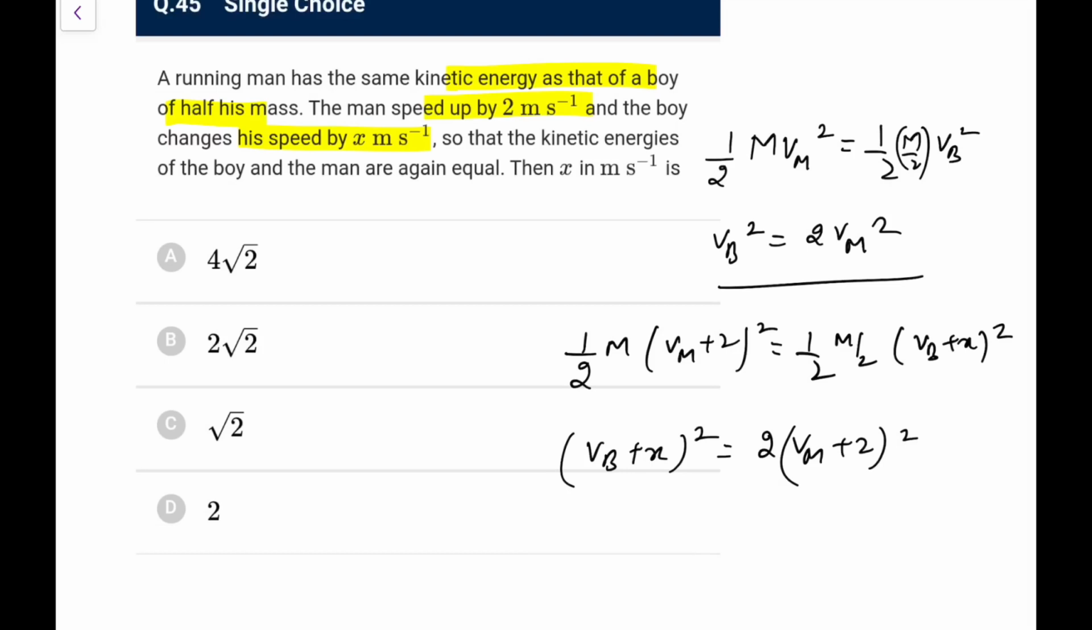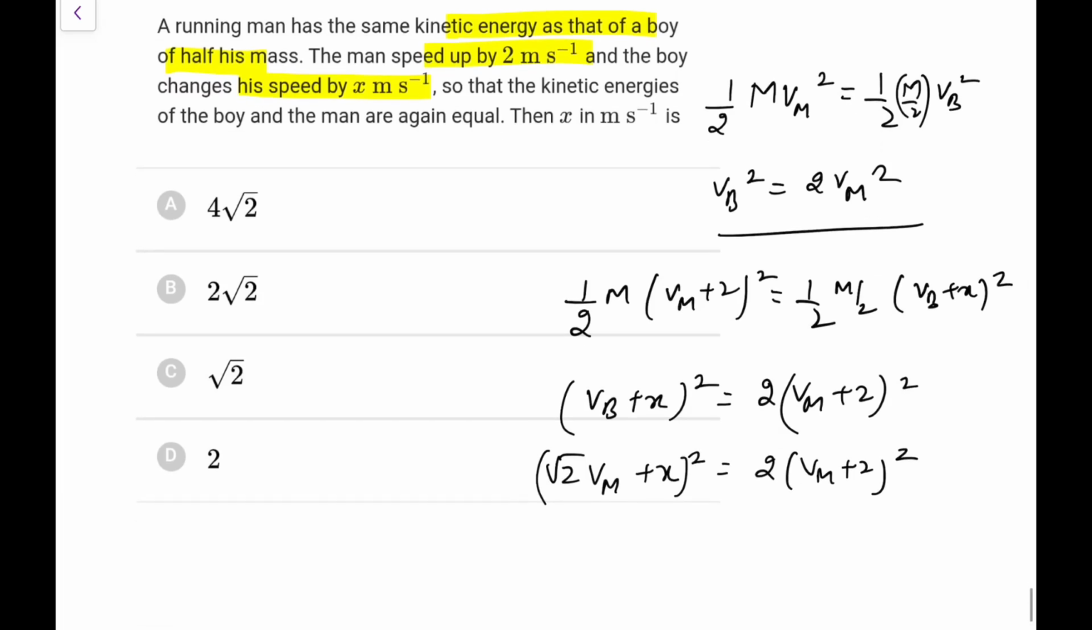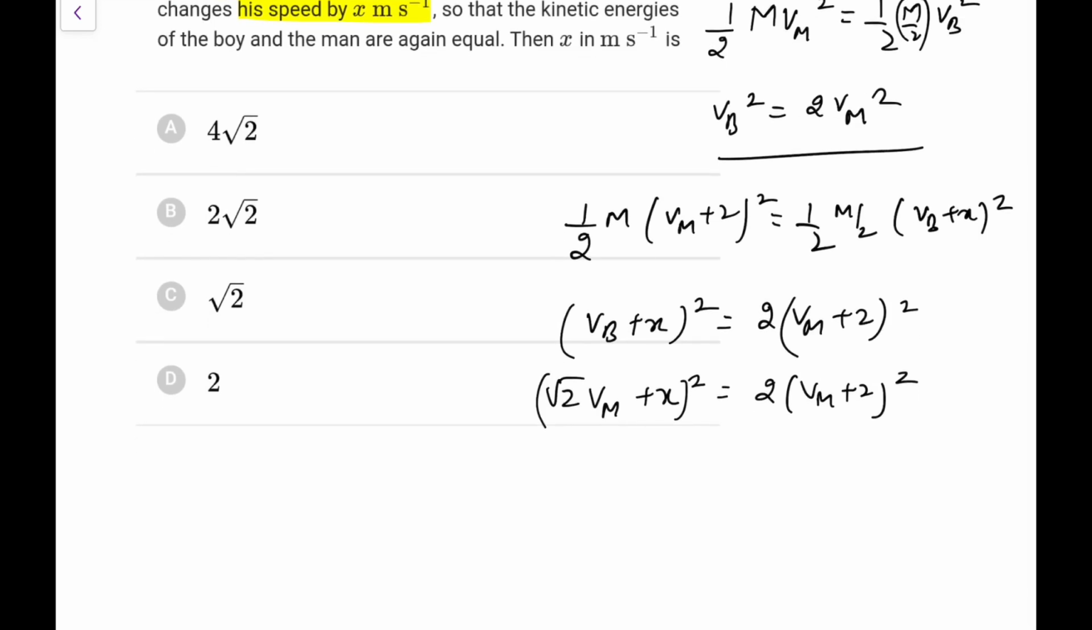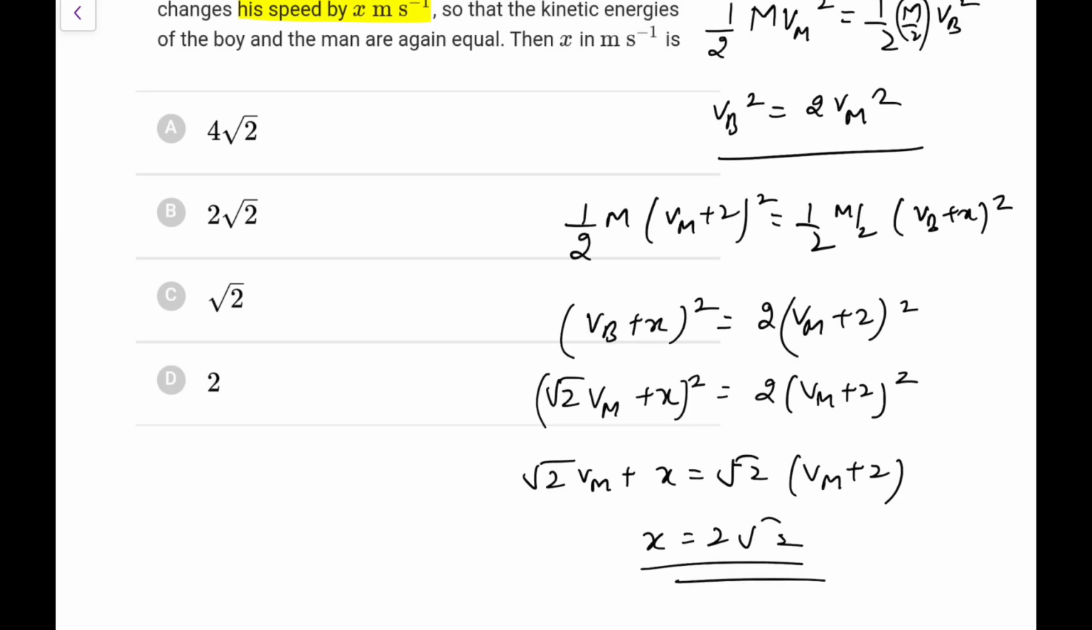So for solving it, from here we can say velocity of boy is root 2 vm. So root 2 vm plus x whole square is 2 times vm plus 2 whole square, that is what you will have here. Now taking the root on both sides, root 2 vm plus x is root 2 times vm plus 2. So root 2 vm cancels, x is equal to 2 root 2, that is simplified. Go for option B here.